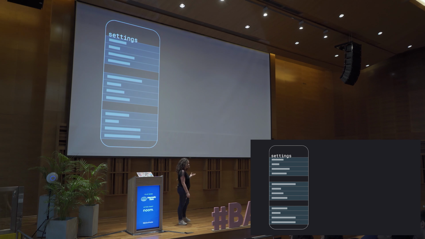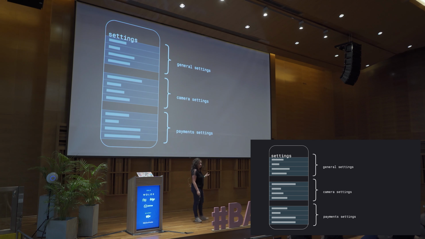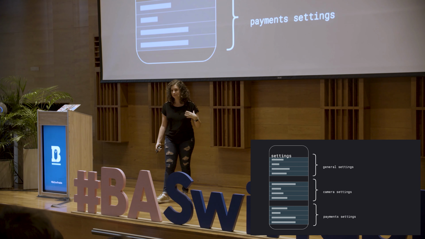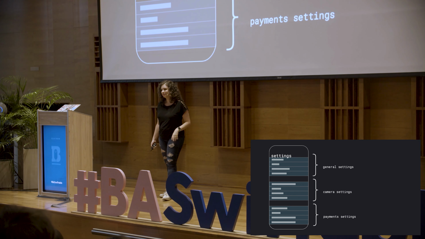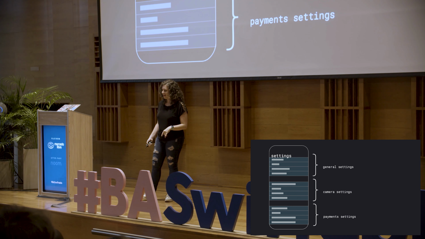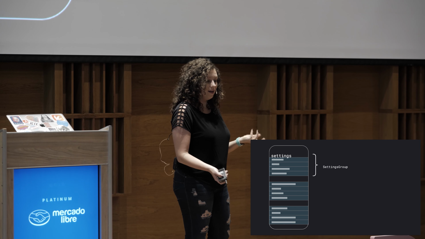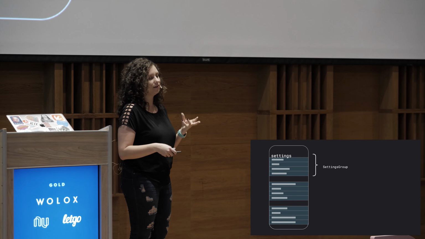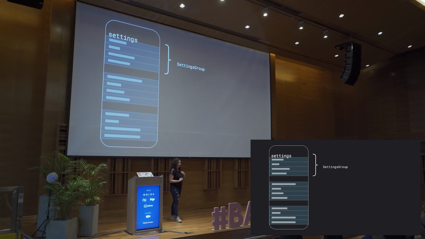Getting to some practical example, pretty normal, a settings screen from an app. It has groups of settings. So you can imagine it's like general settings, camera settings, payments, like a regular settings page. And you can say that each one of them is a group of settings. And like I said, we like everything to be behind a feature flag.